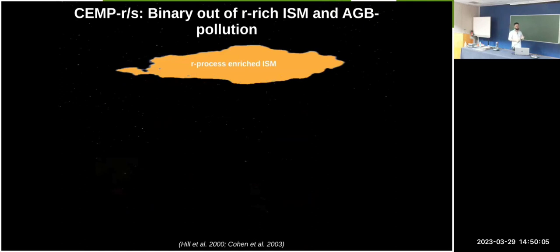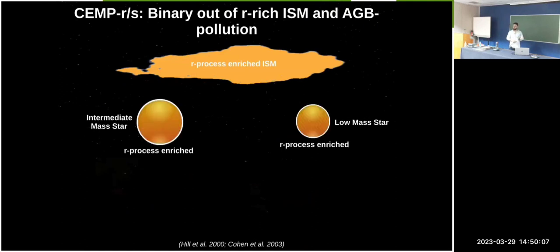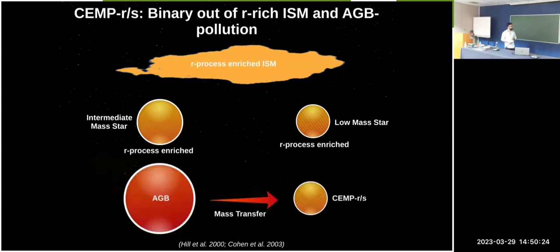This is the third one. Let us consider that a binary system is formed from an r-process enriched ISM. Now this ISM may be enriched with r-process by several mechanisms like neutron star merger or supernova. And this star has got r-process elements from the ISM itself. Then this slightly more massive star will go to the AGB phase. In the AGB phase, it will produce s-process elements and it will transfer the s-process elements to this star. Now, this star has become CEMP-r/s, getting s-process elements from the AGB and r-process from the ISM itself.